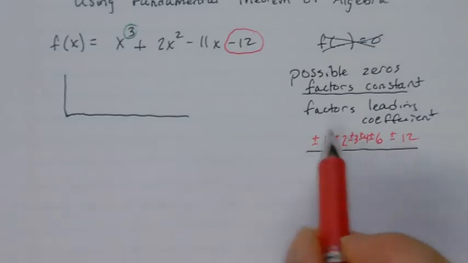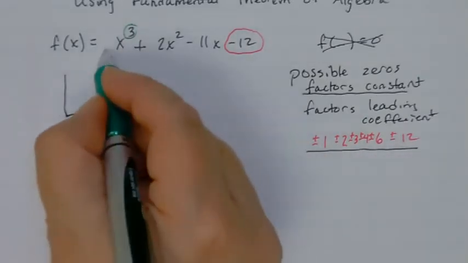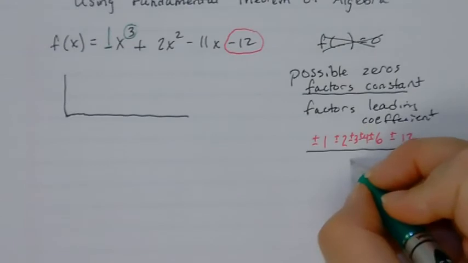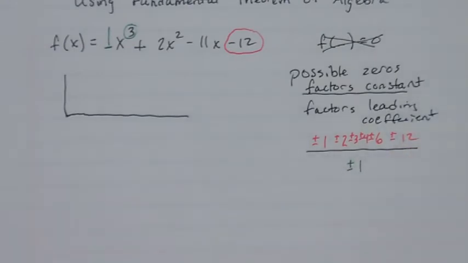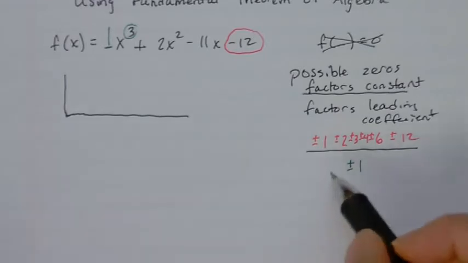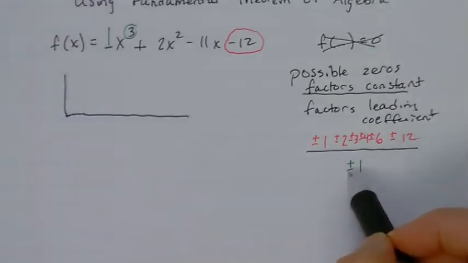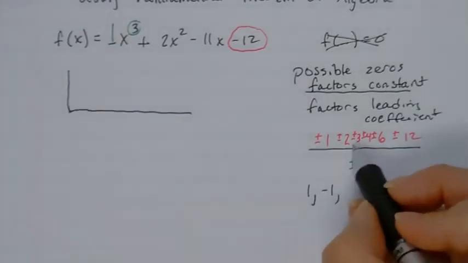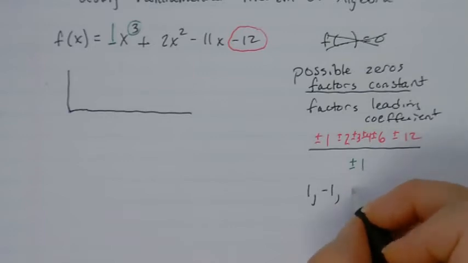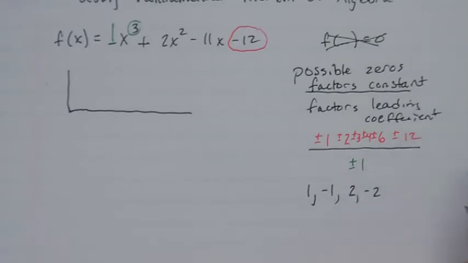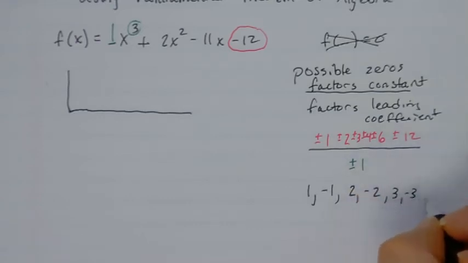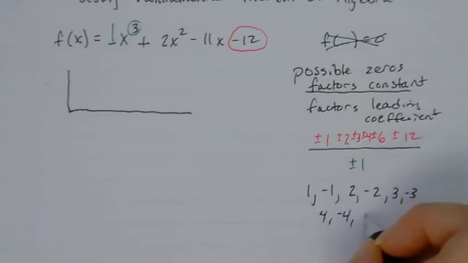So I'm going to take these numbers divided by the factors of the leading coefficient. And we're lucky on this one because our leading coefficient is the number 1. So I have the factors of 1, which are plus or minus 1. So I'm going to make a list from here. 1 divided by 1, so 1 could be a 0, or negative 1 could be a 0. Plus or minus 2 divided by plus or minus 1 means 2 could be a 0, or negative 2 could be a 0. 3 could be a 0, or negative 3. 4 or negative 4, 6 or negative 6, or 12 or negative 12.